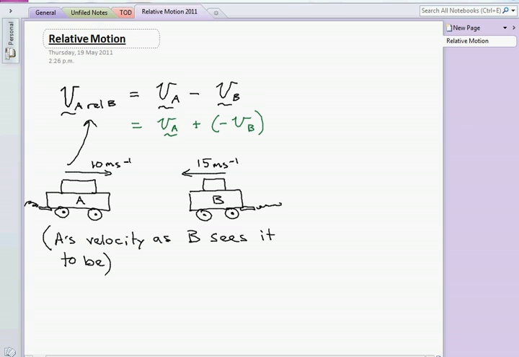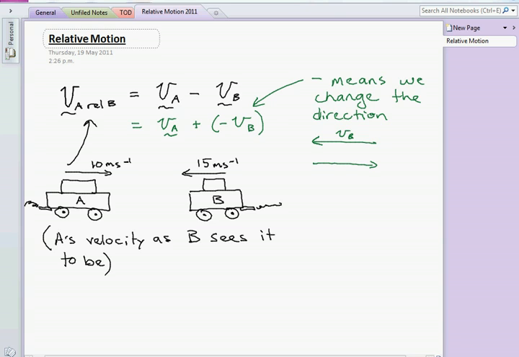And just to also make another little note about that, negative means we change direction. And so in this example here, VB is going to the left. So we want negative VB, so it's going to be to the right. And they are the same size, same magnitude.